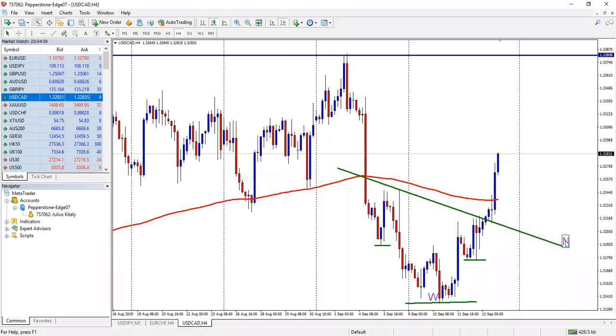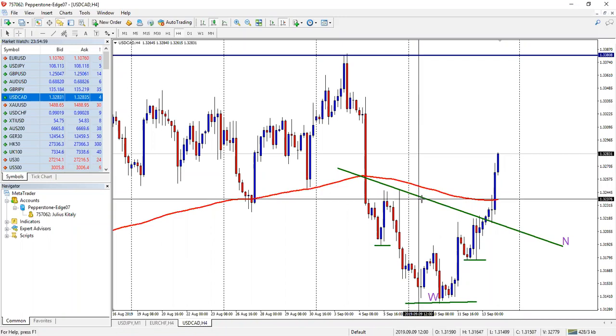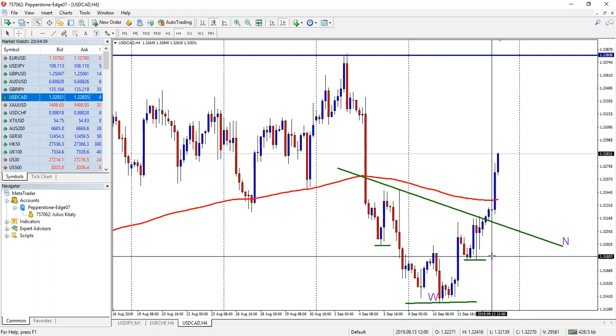We are just seeing something that's very interesting. You see, last time when we just used the support and resistance, we were at this level, and we said this one is going to buy, and you can see the market has already moved how many pips up? The market has already moved 100 pips.